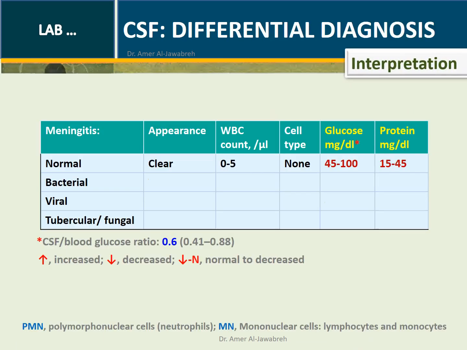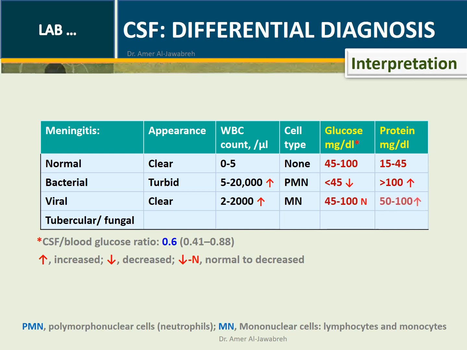CSF differential diagnosis. Interpretation. Compared to normal values, bacterial meningitis is characterized by turbid appearance, increased white BCs, predominantly neutrophils, low glucose levels, and high protein levels. While viral meningitis is characterized by normally clear appearance, increased white BCs, predominantly lymphocytes and monocytes, normal glucose levels, and increased protein levels.